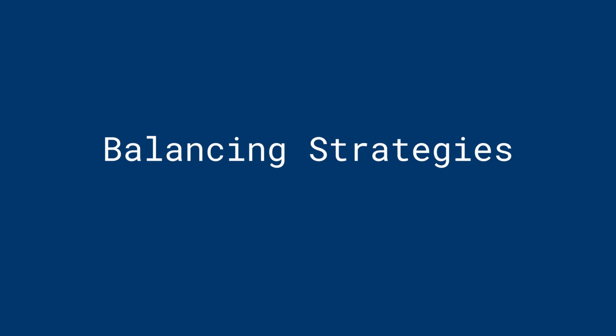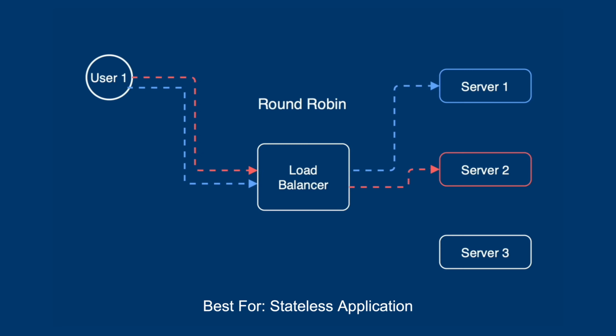There are a couple of typical balancing strategies that load balancers use. One of the simplest is round robin. So during round robin, every new request goes to the next server in a cycle. The best use case for that is a stateless application, when your server doesn't have any state, user data, cache, things like that.